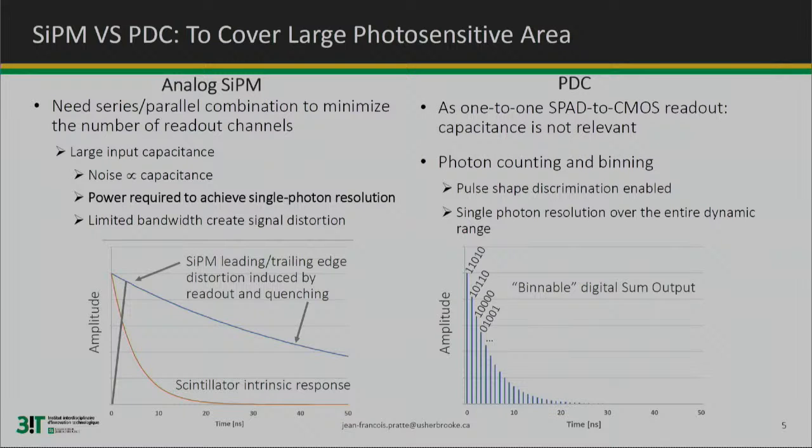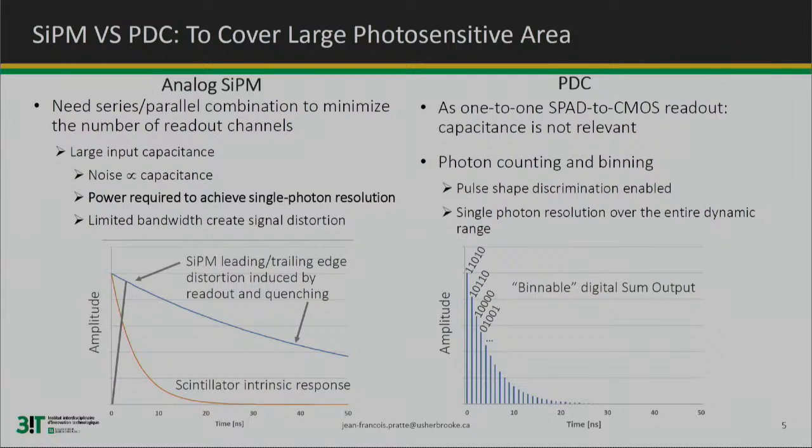In comparison, with the photon to digital converter, capacitance is no longer an issue because you read out each individual SPAD. You don't have to sum all of them on a big node of capacitance. And you can do photon counting over the overall dynamic range, which you cannot do with an analog SiPM because of the charge fluctuation from one SPAD to another.